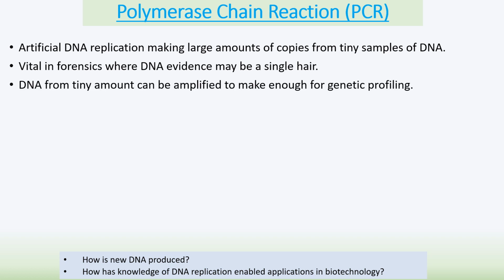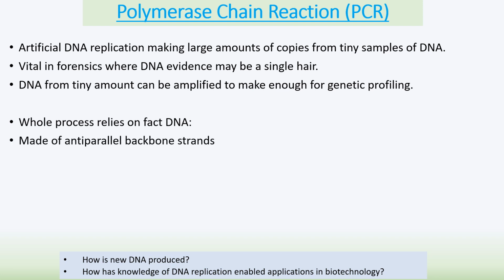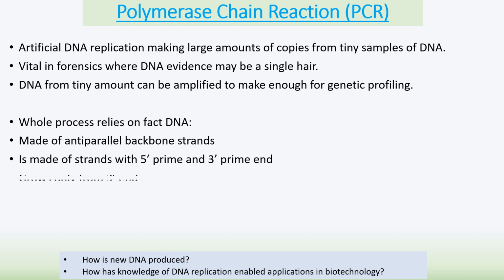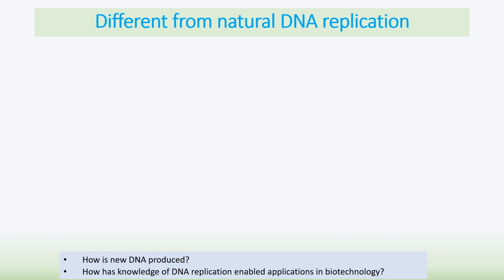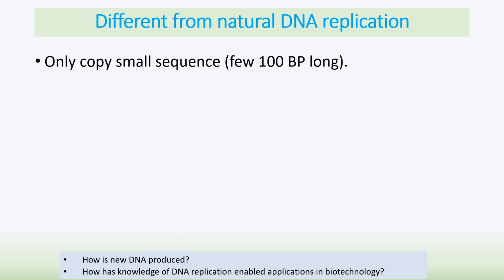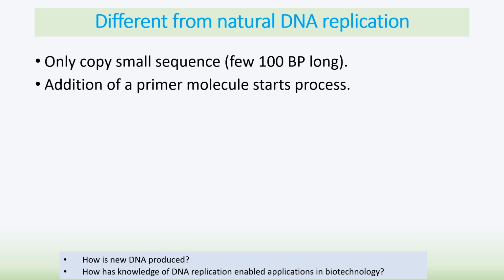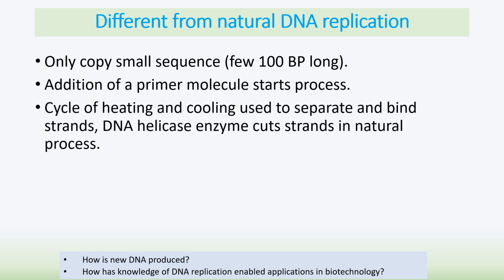DNA can be amplified through genetic processing. The whole process relies on 2 things: DNA is made of antiparallel backbones, with strands having 5' and 3' ends, and it only grows from the 3' end using complementary bases. It's different from natural replication because natural replication copies a huge amount, like the whole DNA strands, whereas this only uses a small amount of DNA. We have to add something called a primer to start the process, and it is a cycle of heating and cooling to control enzymes.